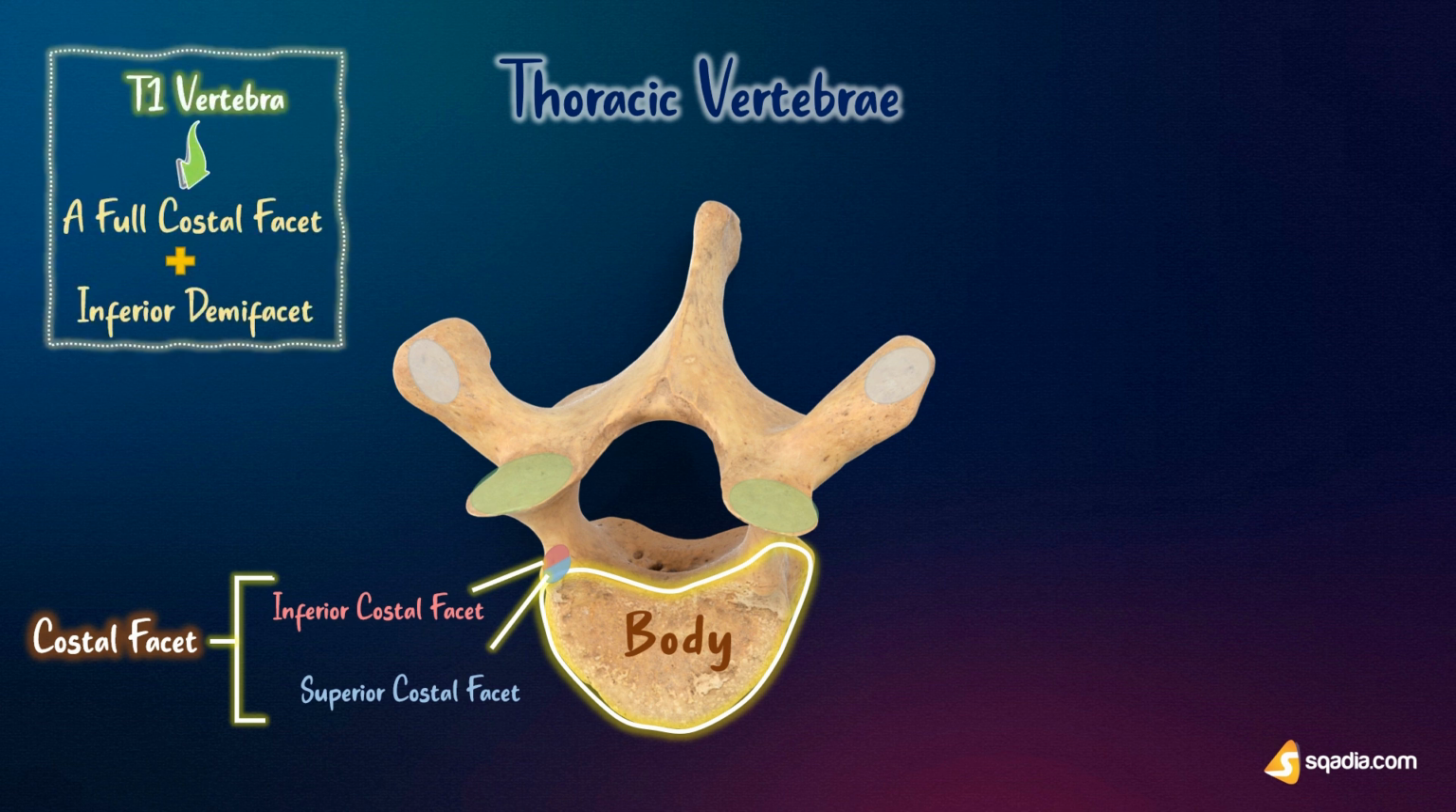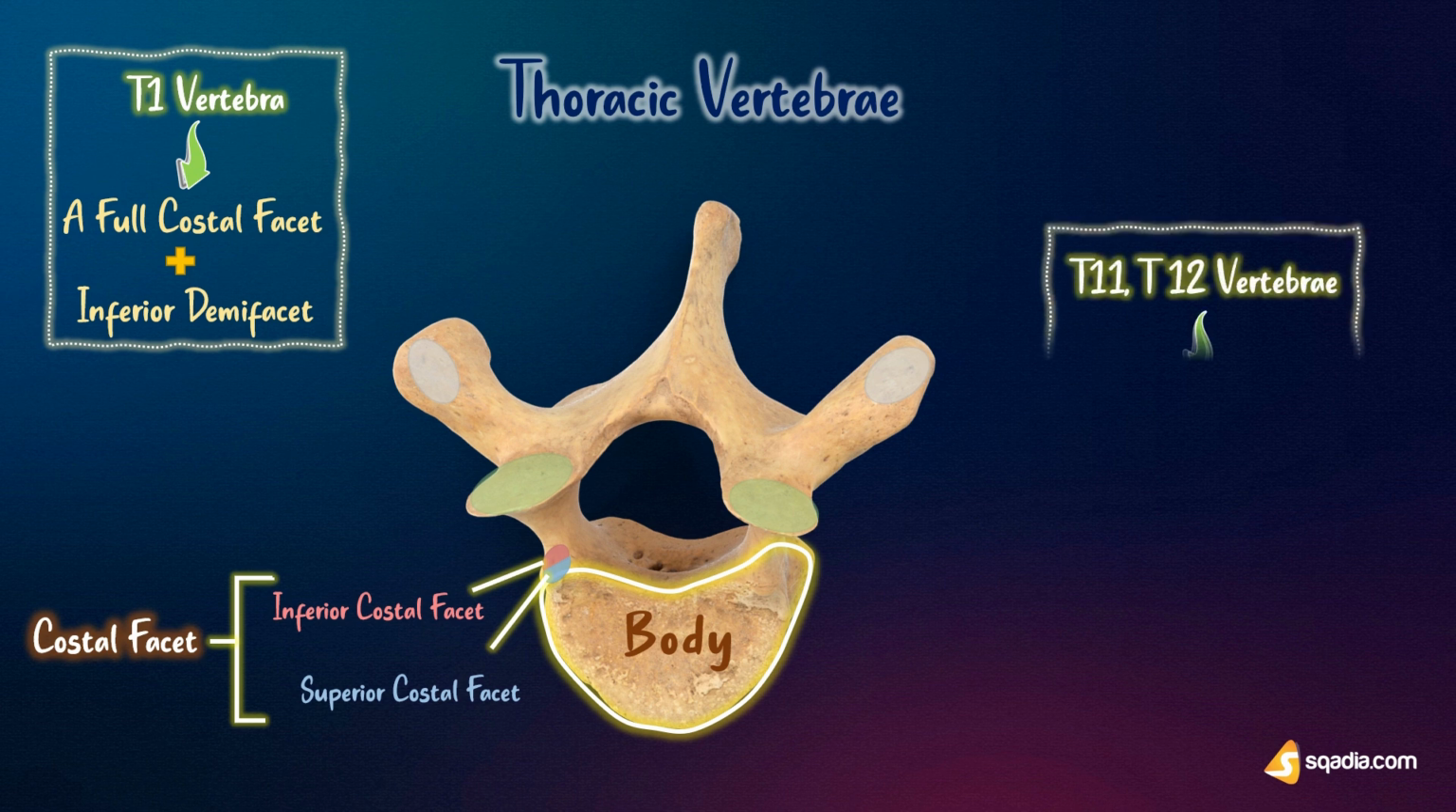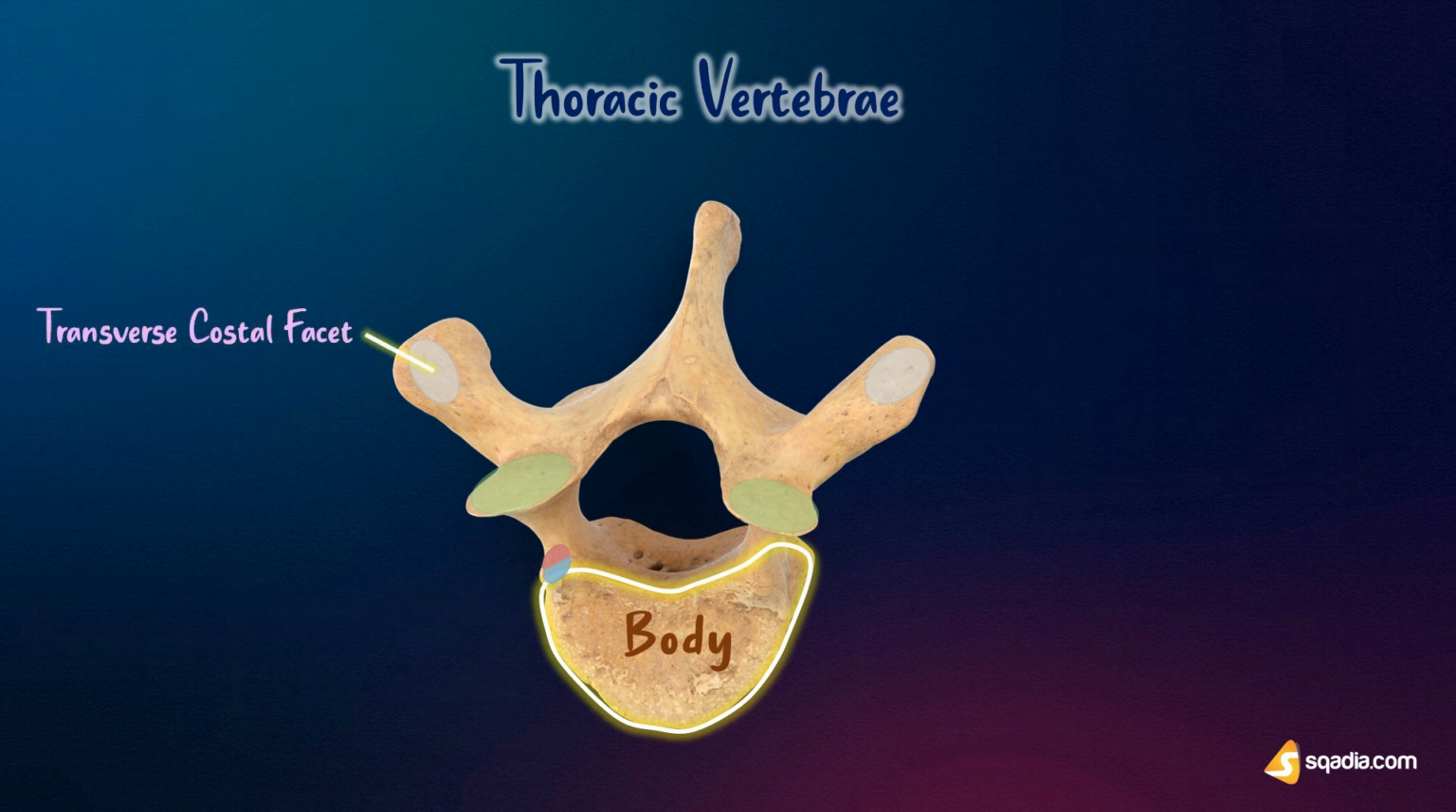T1 vertebra has a full costal facet, instead of a superior demifacet, for the head of the first rib. Plus, it has an inferior demifacet for the superior half of the head of the second rib. But if we take T11 and T12 vertebrae, each has full costal facets instead of demifacets, because the heads of ribs 11 and 12 articulate only with their own individual vertebrae. Now, coming to the transverse costal facets, they are small articular surfaces on the transverse processes.